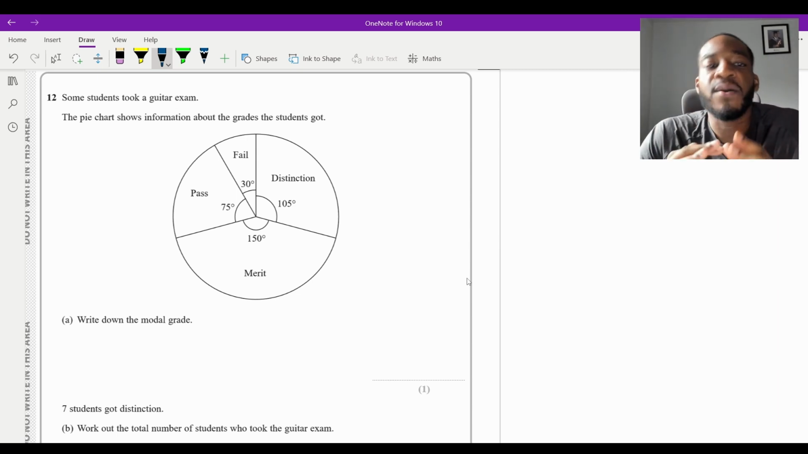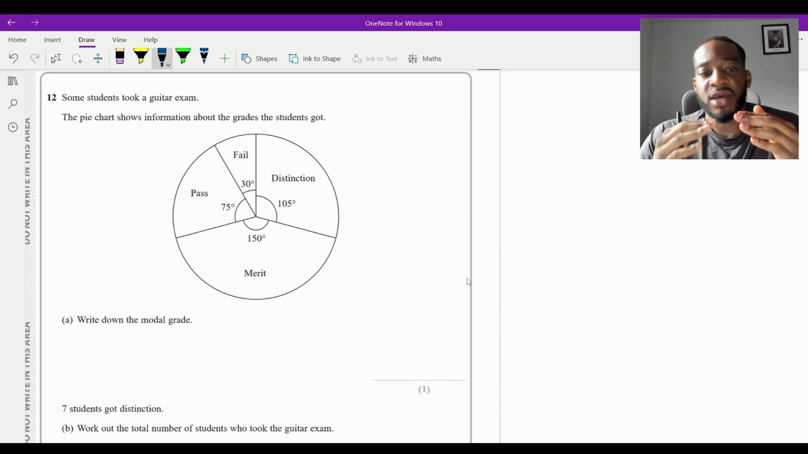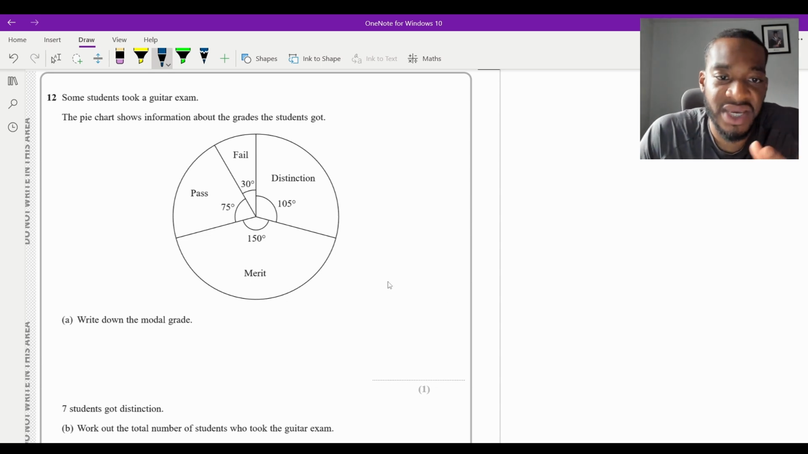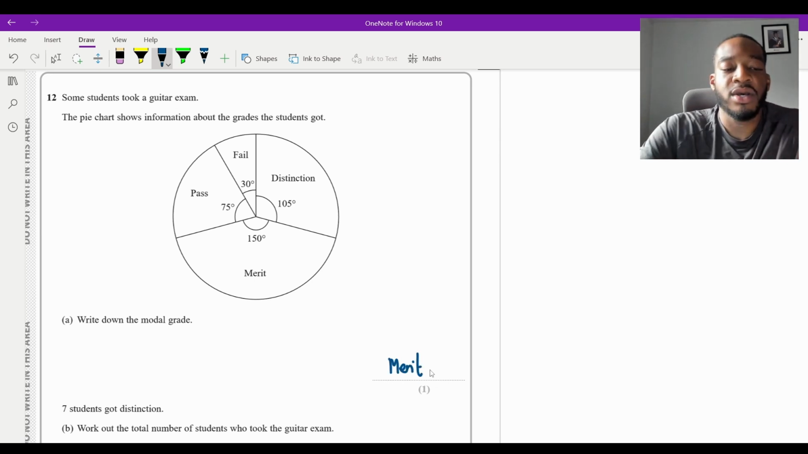Well, in the case of a pie chart, the modal grade is going to be the sector with the biggest proportion, isn't it? Which is going to be the biggest angle, which is going to be 150 degrees. So therefore, the modal grade is going to be a merit. So that's done. That's 1 mark.